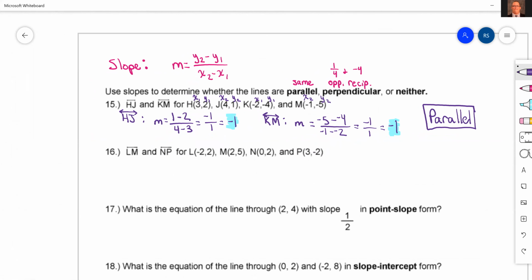Okay, 16 asks us about LM and then NP. So let's do line LM. Label our points, x1, y1, x2, y2. And now let's find slope. So 5 minus 2 over 2 minus -2. Going to be 3 over, looks like 4.